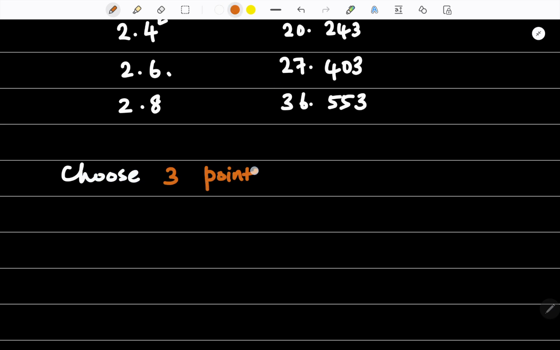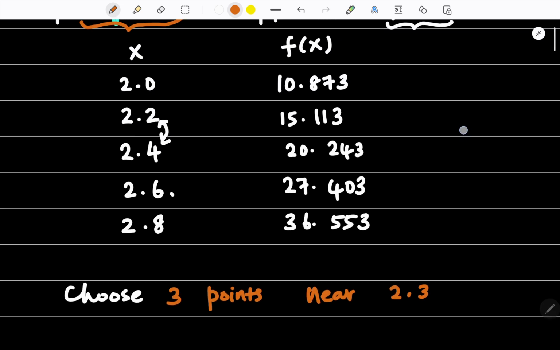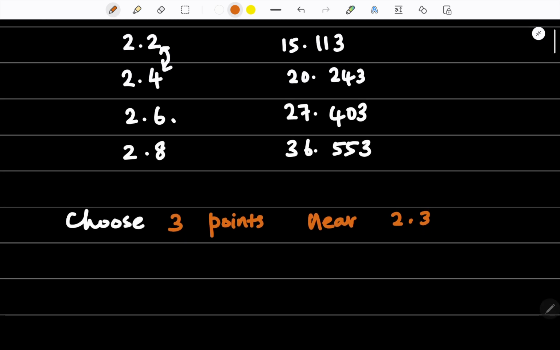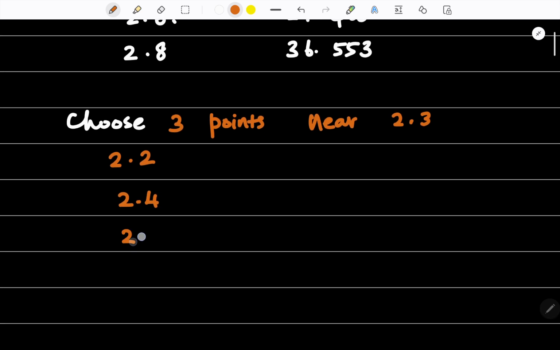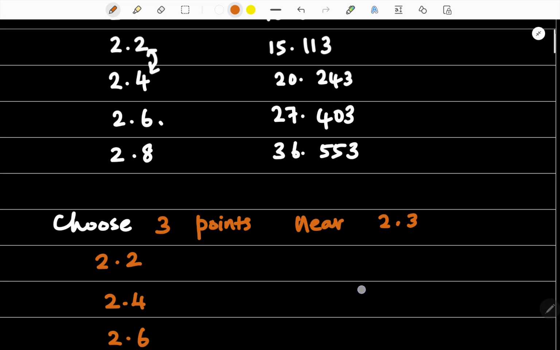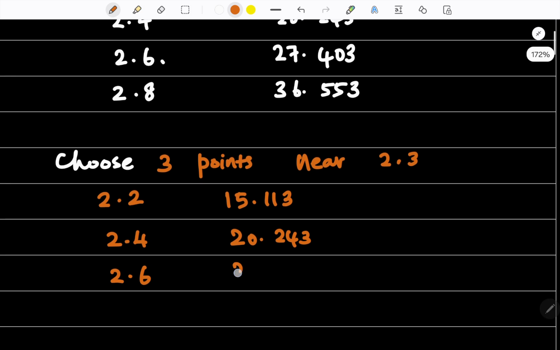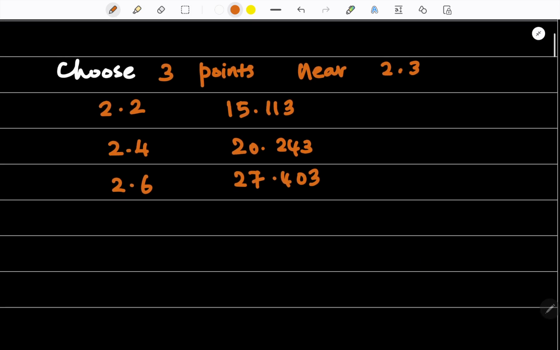So that's why I'm going to choose only 3 points. I'm going to choose how many points? 3 points, which are near to 2.3. Look here, this is the value you're going to calculate, which is near to 2.3. So near to 2.3, that is 2.2, right? And then I'm going to choose 2.4 and then 2.6. For 2.2, your value is 15.113, and for 2.4, your value is 20.243, and this is 27.403, right?